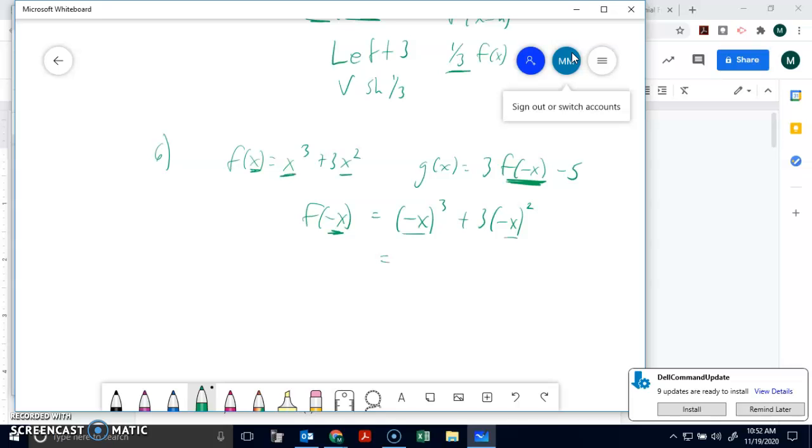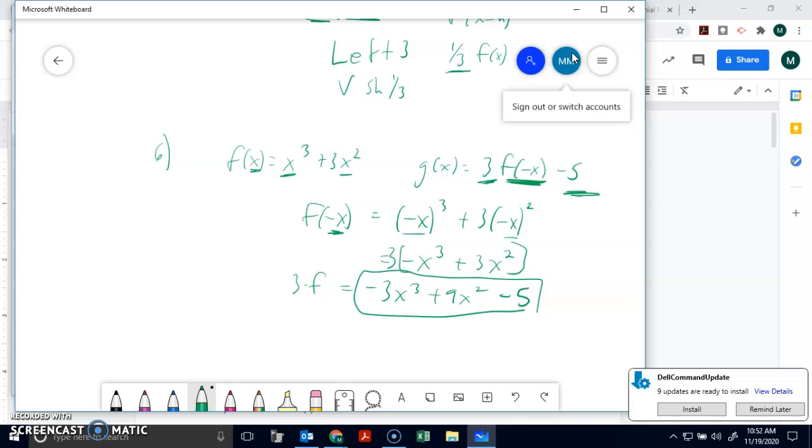So then that would give me negative x to the third. 3 negatives make a negative. 2 negatives make a positive. So the negative squared is still positive. And that's what that looks like. But it also asks us to do that times 3. So I'm going to do 3 times that. So if I take this whole thing and multiply it by 3, it gives me negative 3x to the third plus 9x squared. And the last thing they ask is minus 5. And so I'll just minus 5. But since there's no like terms to combine with, there's nothing to do to simplify.